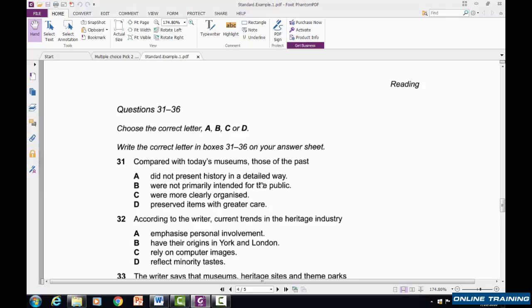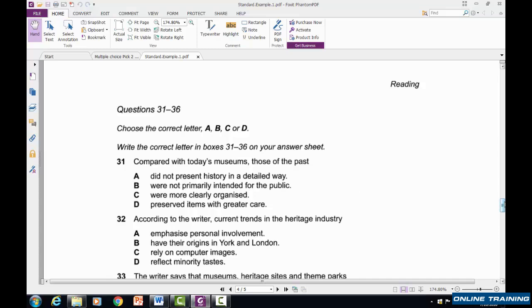Choice B is the only answer we can pull from those sentences, right? Did not present history in a detailed way. We can't say that. Or more clearly organized. We know that's false. Preserved items with greater care. We don't know that, okay? We don't know that. The answer that comes from the sentence is choice B.